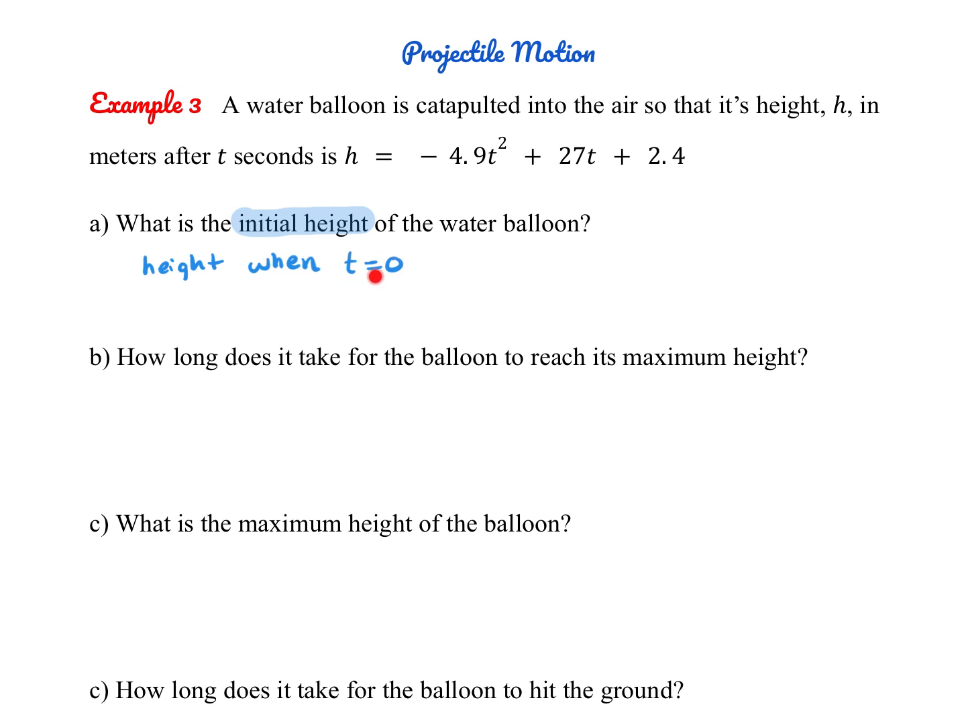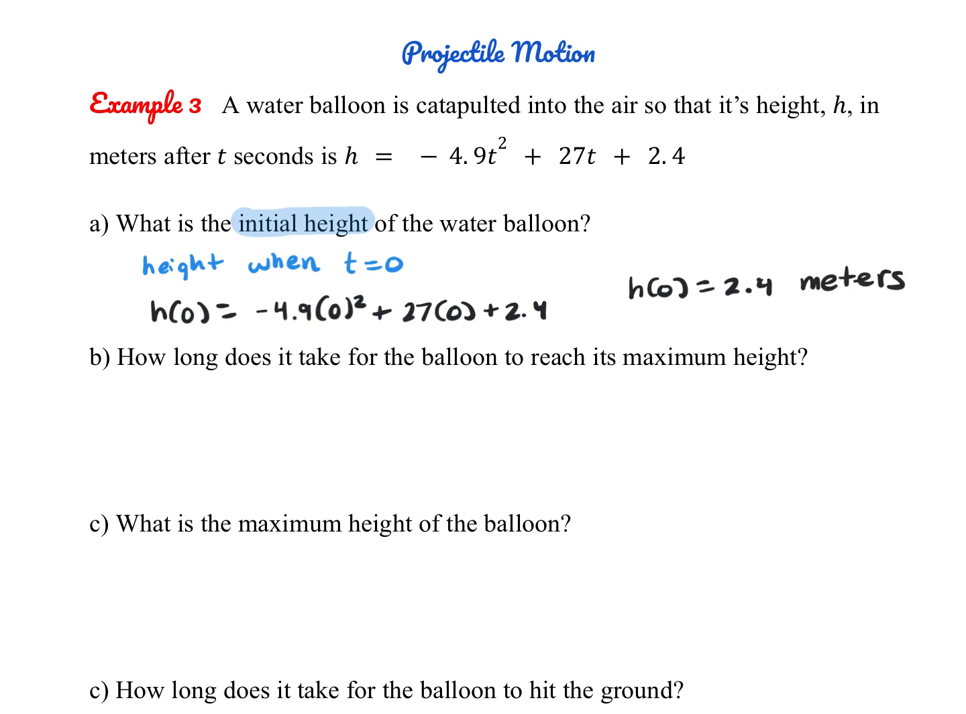So all I need to do to solve this problem is find h of 0. So we're just going to substitute 0. So that's going to be a pretty easy thing for us to do in our heads. 27 times 0 plus 2.4. So we see that h of 0 is just 2.4. Now it is a word problem, so we need to make sure our final answer has units. So this one we're going to say 2.4 meters.